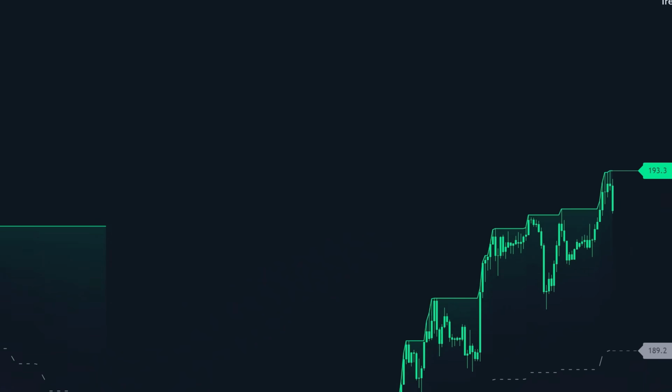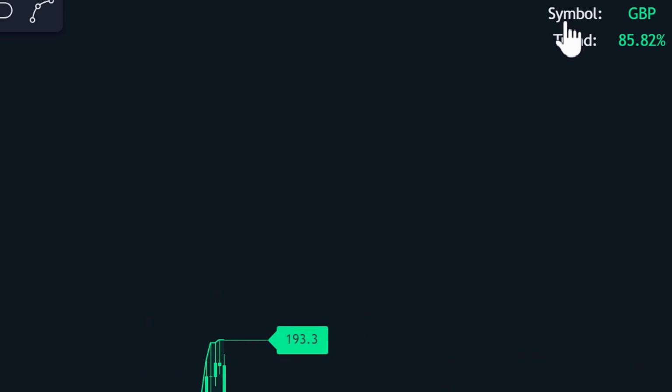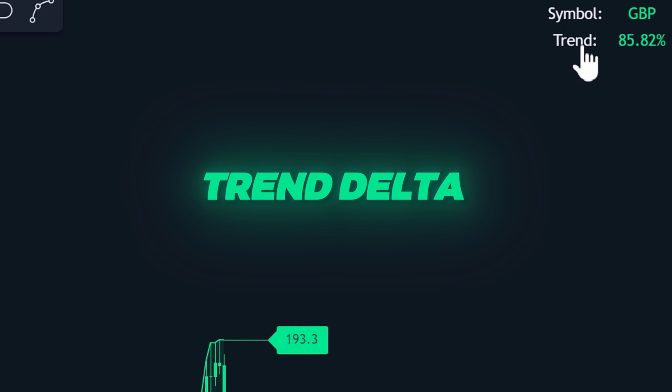Now, above we have a table that shows what symbol the indicator has been applied to, if you didn't already know. At the same time, we have the trend delta value. For some reason, they just called it trend, and then they put a value here in percentage to represent the strength of the trend. But per the description of this indicator, it's actually supposed to be called the trend delta. So I'm going to be calling it trend delta.